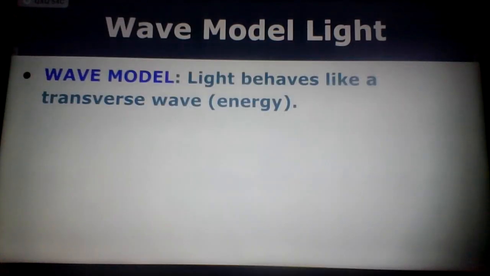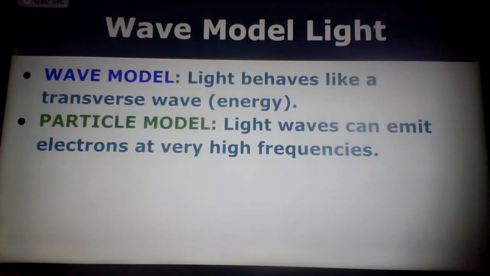Wave model of light. Light behaves like a transverse wave. You'll see pictures again. That's the wave that goes up and down, up and down. And the particle model I mentioned a few minutes ago. Light waves can emit electrons at very high frequencies. Remember, particle model also says teeniest, tiniest bits of solid material so gravity can pull on those light waves. Well, anything that has mass is made up of electrons. So light waves can emit electrons at very, very, very high frequencies.